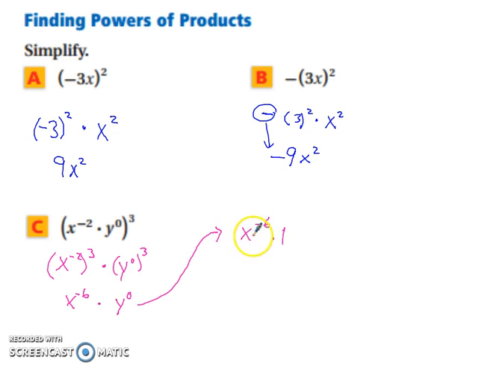And now we have this x to the negative 6. We have to make this a positive exponent. We don't want a negative. So what we're going to do is write it as 1 over x to the positive 6. So we have 1 over x to the 6th. And that is your final simplified answer. And that also ends our video lesson on multiplication properties of exponents.